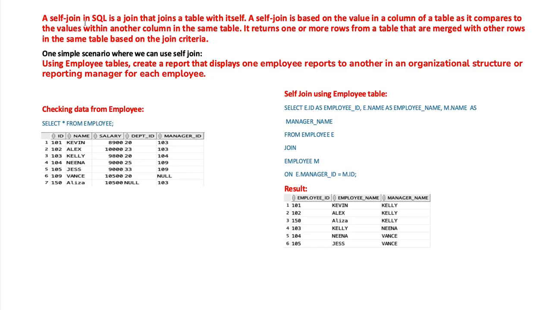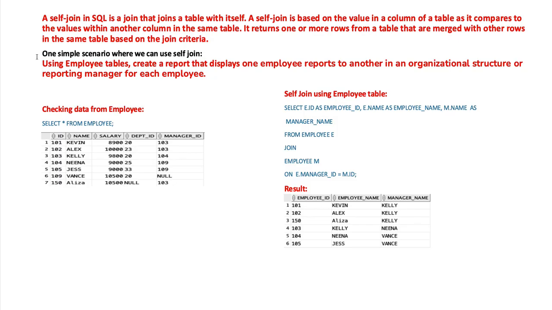A self-join in SQL is a join that joins a table with itself. A self-join is based on the value in a column of a table as it compares to the value in another column in the same table. It returns one or more rows depending upon the joining criteria.